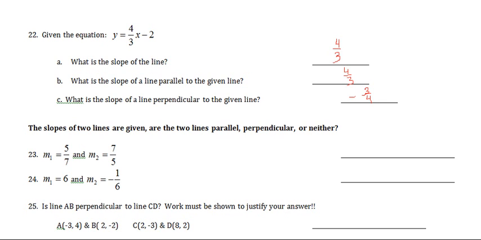This one, it looks like I took the reciprocal, but they are not the opposite. If one's positive, the other one needs to be negative. They're not, so I write neither. The next one, we have 6 and negative 1 over 6. A positive, a negative. We have 6 over 1, which becomes 1 over 6, which means that these right here are perpendicular because they are the opposite reciprocal.